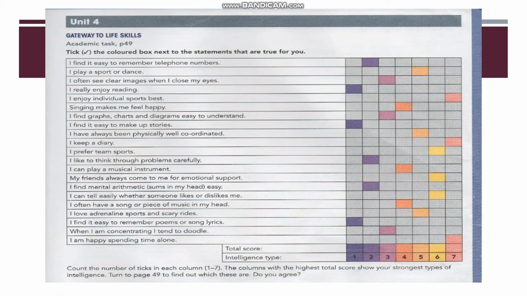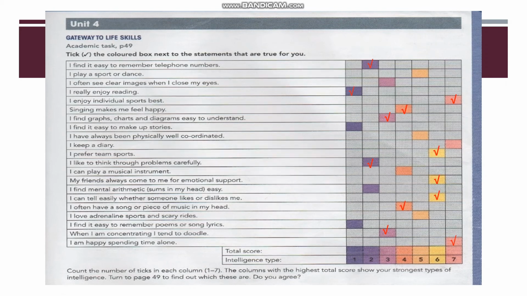Well, if you have finished it, let's look at the results of the test. I have done this test too, and this is the result of my test. I have counted the number of ticks in each column, and I got the highest total score in the 6th column. So it means that the type of my intelligence is interpersonal. Good job!